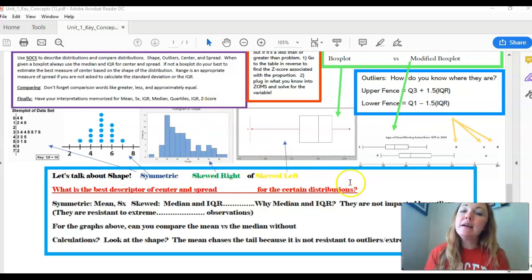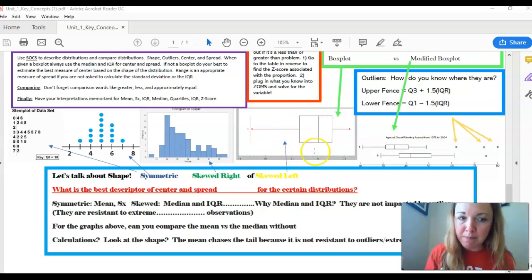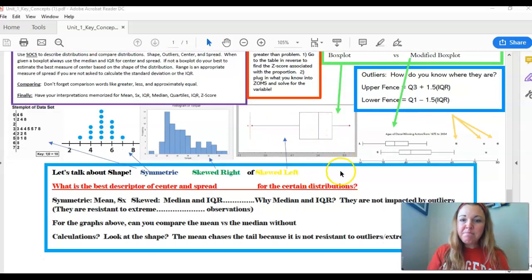If anything is skewed to the left, like it is right here, again, the mean chases the extreme observations, the tail. So here you would say the mean is less than the median. That's something that does have to be memorized, okay?